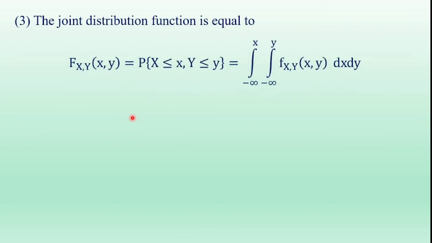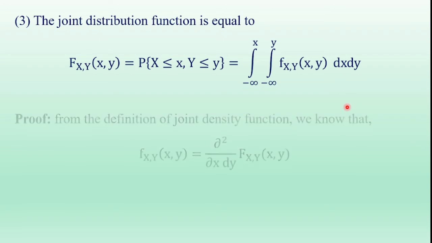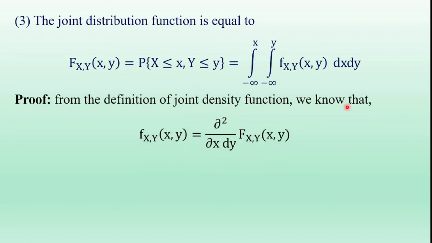And the third property: the joint distribution function is equal to the integral of the joint density function. That is, capital F_XY(x, y) is equal to the integral from minus infinity to x, integral from minus infinity to y, of small f_XY(x, y) dx dy. The proof of this property is, we know that from the definition of the joint probability density function, small f_XY(x, y) is equal to the second derivative of capital F_XY(x, y).